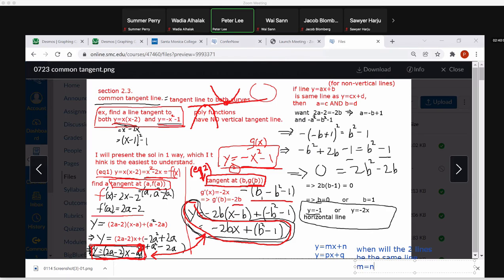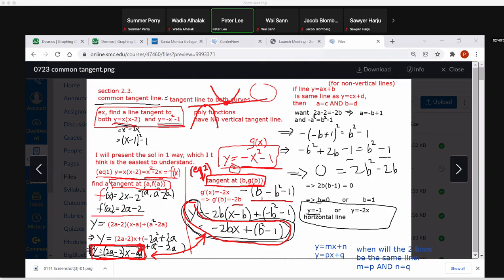So, for them to be the same line, M must equal what? N and P. M must equal P, and N must equal what? Q. I don't know. Is this too hard? In order for these two lines to be the same, M must equal P and N must equal Q. So that's the only way. We need both of these conditions, not one.